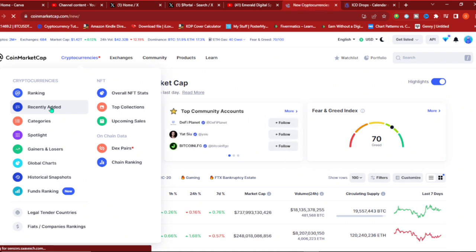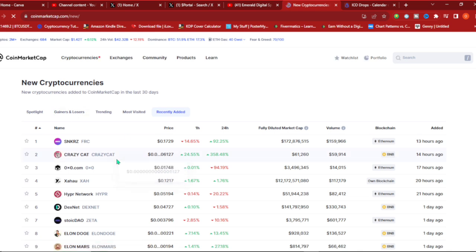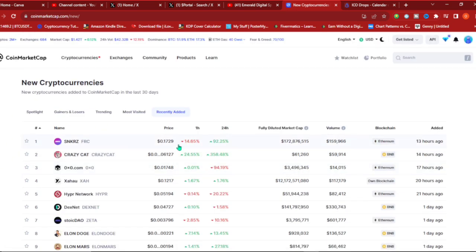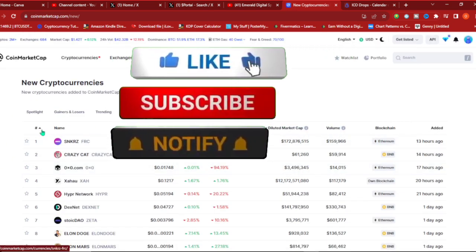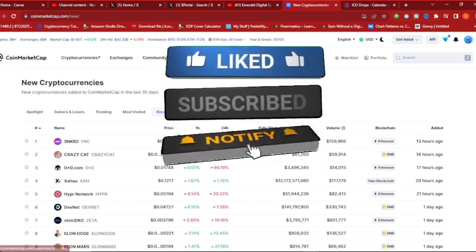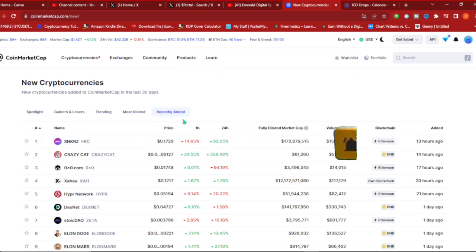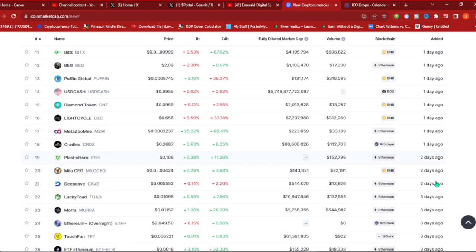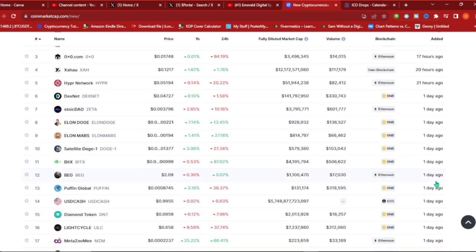So I'm going to click on recently added, and now you can see a whole lot of coins that have been added. And funny thing about this is I love the layout. I love the way it is very interactive. You would see the name, the price, the price action in 1 hour, in 24 hours. You will see the fully diluted market capitalization, the volume, the blockchain it is launched on, and you can also see the time that it was added. Now you can see people don't sleep in the crypto world. Coins are being launched every now and then.